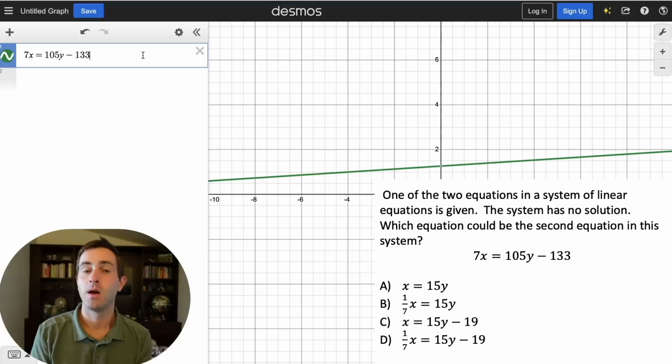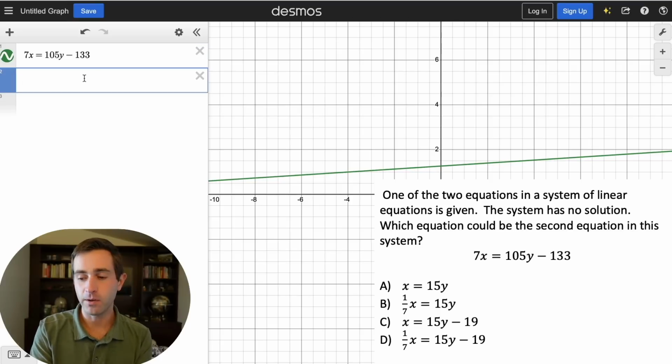Now, building off what we just covered with that more basic variation, we want to understand here, since we're saying one of the two equations in a system of linear equations given, the system has no solution, we want to understand that these are going to be parallel lines that are never going to intersect. So there's no reason to bother doing this by hand. We always want to do this variation in Desmos, and they show up a lot on the test, and they're super easy. All we have to do is essentially guess and check.